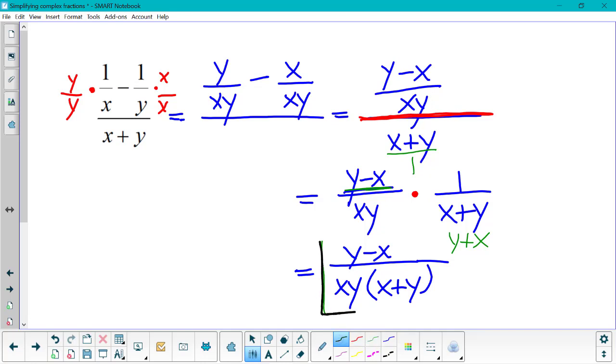Okay, so here is my simplified expression. Notice no fractions in the numerator or the denominator.